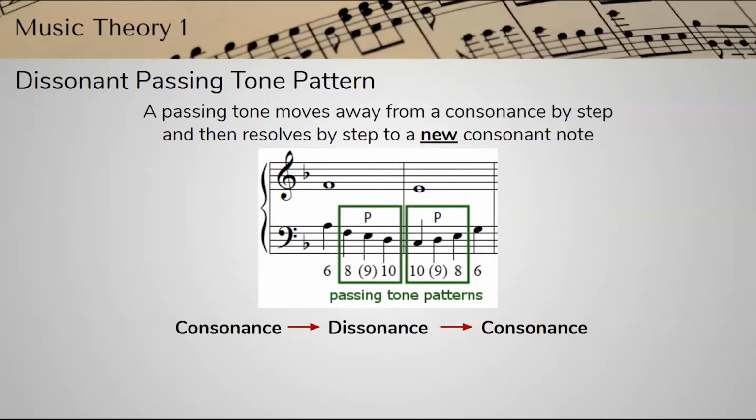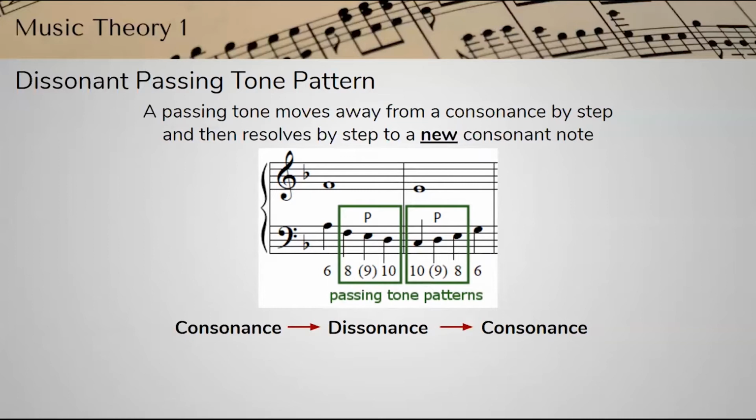And that is a passing tone pattern since it resolves to a new note. You could call it a descending passing tone since it goes in the downward direction. And then you have the opposite direction, starting on a tenth, moving up to a dissonance D, and then resolving to a consonance that's a different note, E.